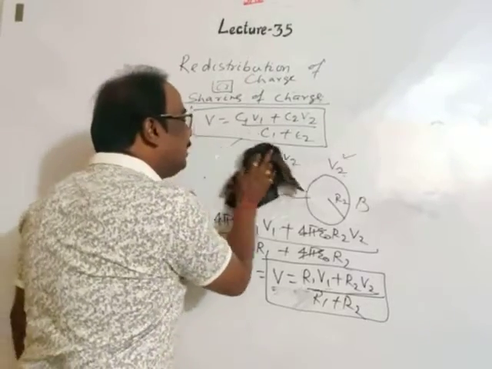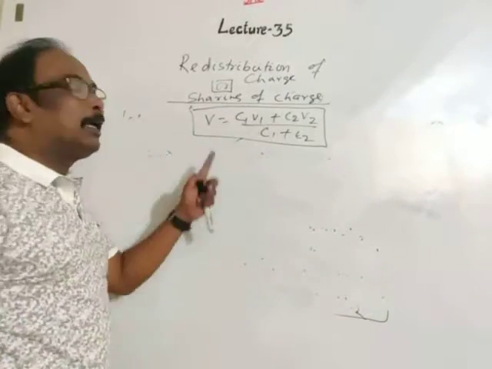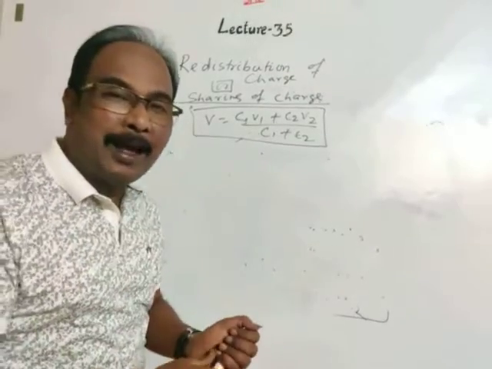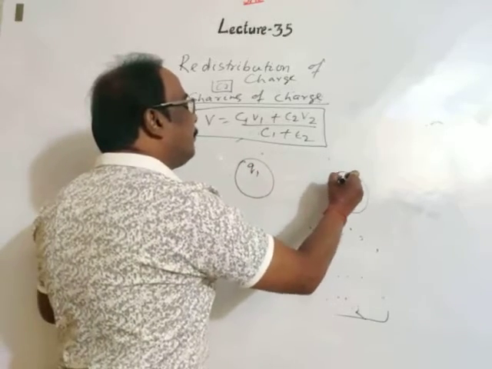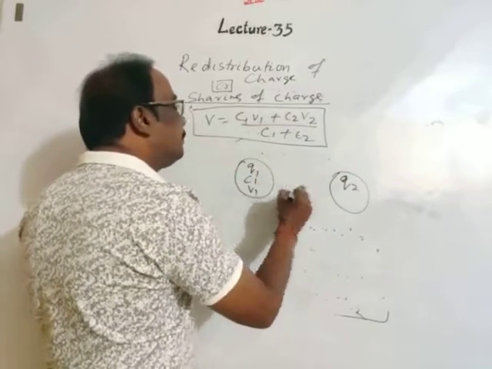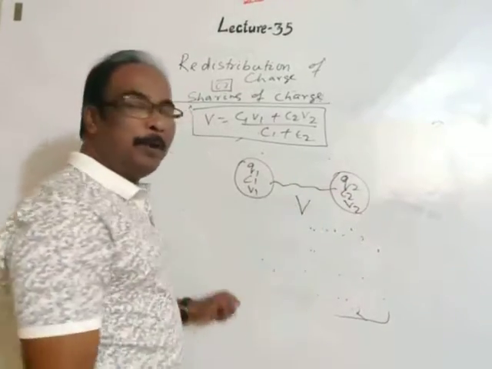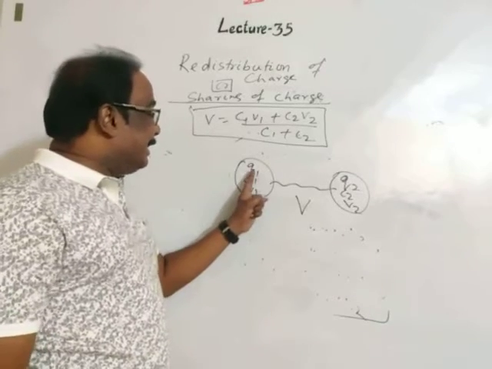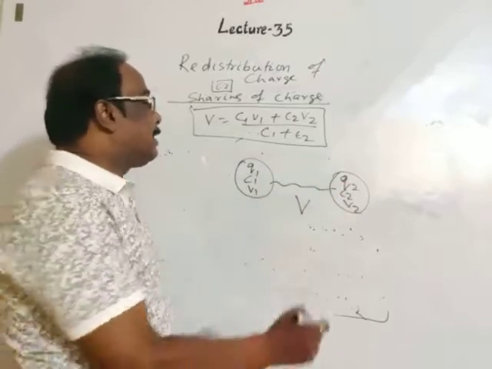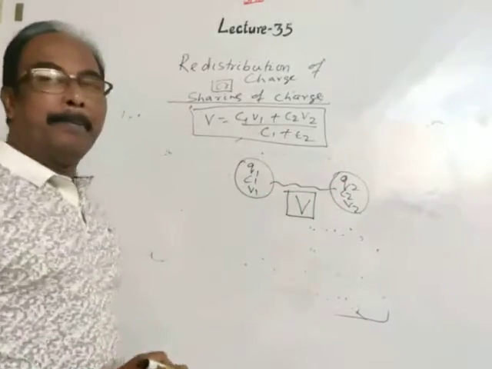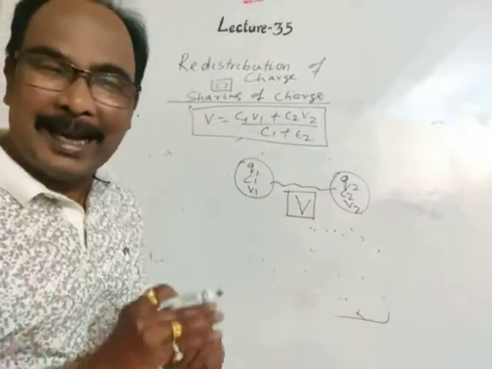Redistribution of charge, or sharing of charge. Charge is shared between the bodies and finally the bodies attain a common potential V. But the initial charges were Q1 and Q2. So this is C1, this is V1, this is C2, this is V2. And if they are connected, then they attain a common potential V. Then this charge Q1 and this charge Q2, after the bodies attain a common potential V, the charges are already redistributed. Then how can you find charge?